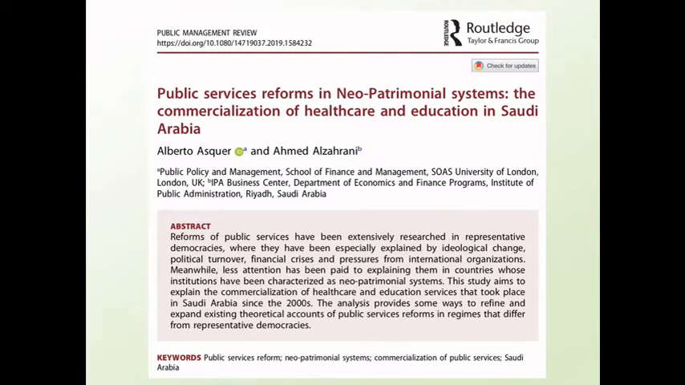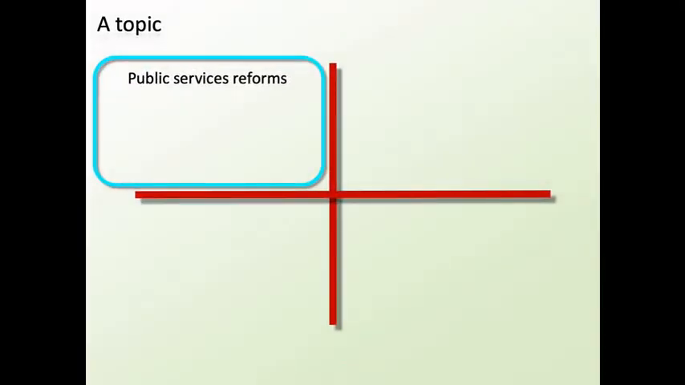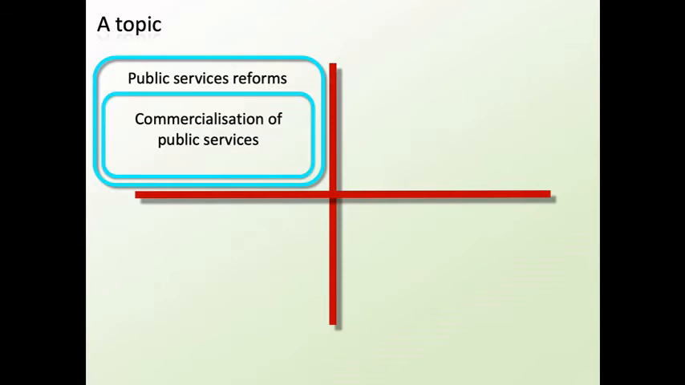The study was about a particular topic, namely public services reform. More precisely, the topic was the commercialization of public services, that is, the process through which public services that are originally funded and controlled by a public agency are converted into for-profit services. The definition of a research topic is about drawing the boundaries of what the research is about. Other topics are beyond the scope of the research.